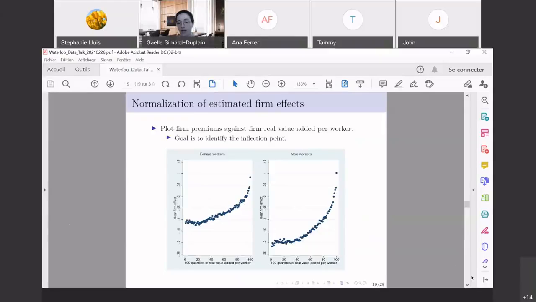And it's those normalized firm effects that we're going to use after to talk about the contribution of firm premiums to the gender pay gap.